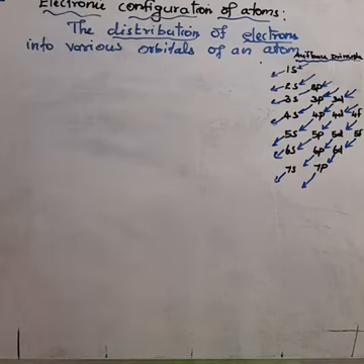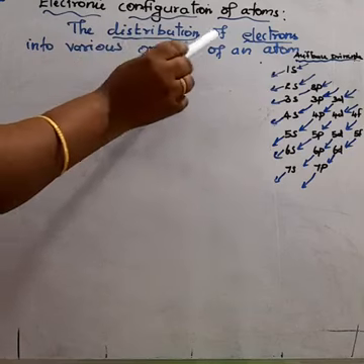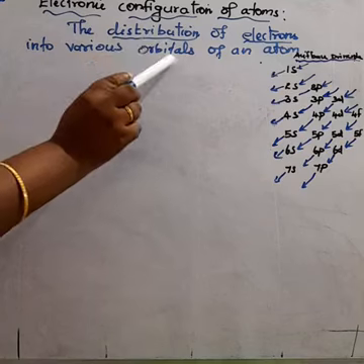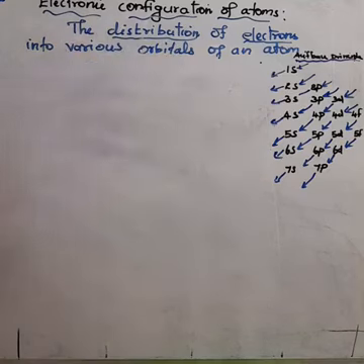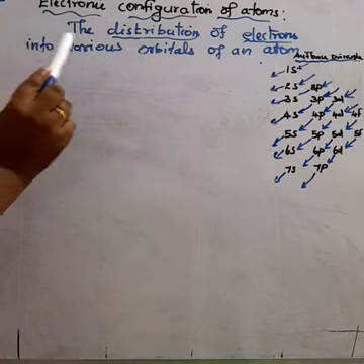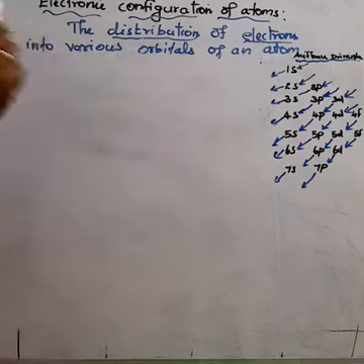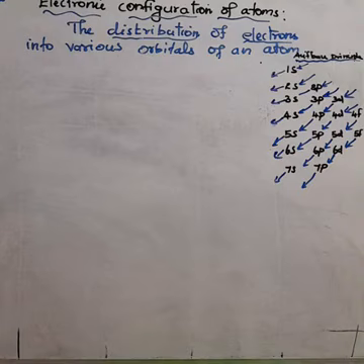The electronic configuration means the distribution of electrons into various orbitals. The distribution of electrons into various orbitals of an atom is called its electronic configuration. Understood? It can be written by applying the Aufbau principle, Pauli exclusion principle and Hund's rule.